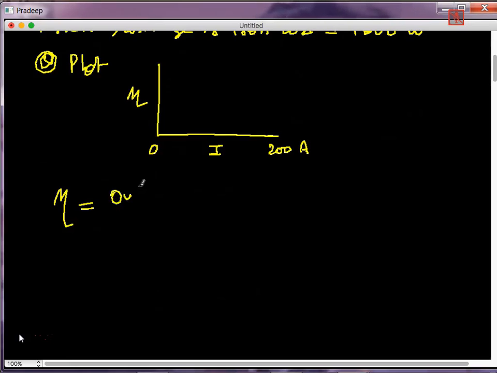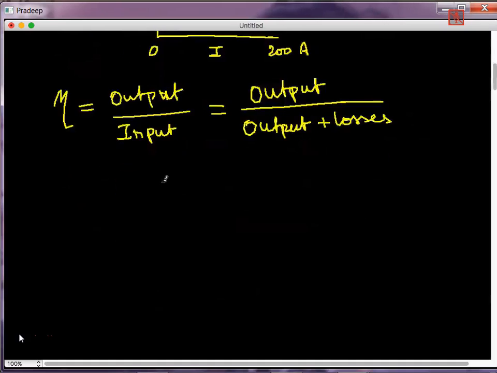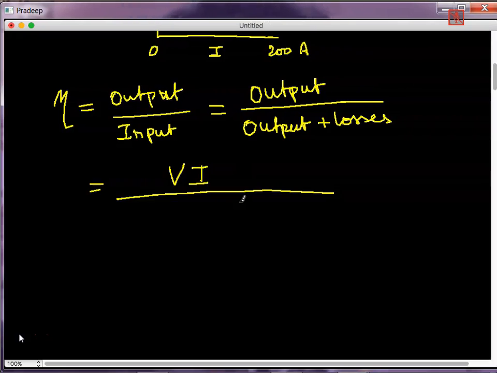So what is efficiency? Efficiency is output divided by input, or this is nothing but output divided by output plus losses. So what are the losses we have in a DC machine? First of all, how do we get the output? Nothing but voltage into current. Because it's a generator, the output is electrical power, which is nothing but voltage into current.